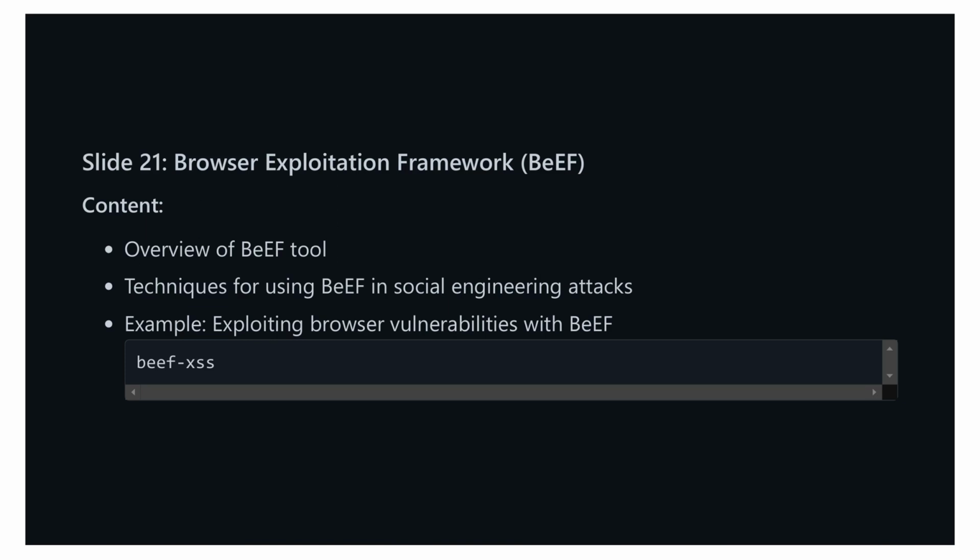To provide a concrete understanding, we will go through an example where we exploit browser vulnerabilities using BeEF. We'll demonstrate how to set up and execute an attack on a target browser to gather information or manipulate the victim's browser activity. In the next slide, we'll conclude and review the key social engineering attack techniques and tools discussed throughout this course, emphasizing the importance of mastering these skills for successful penetration testing. Now let's move on to the demo.